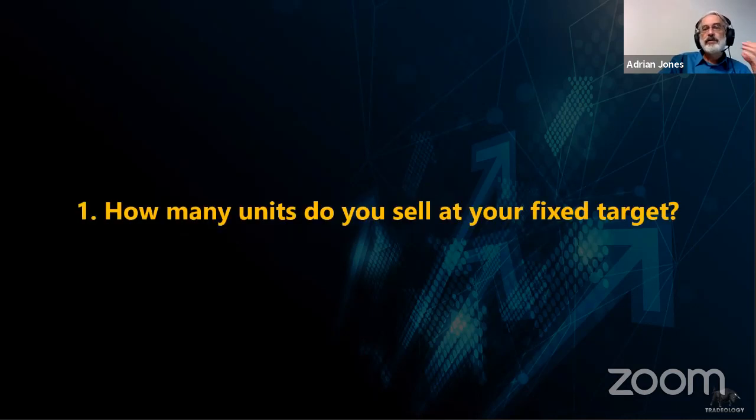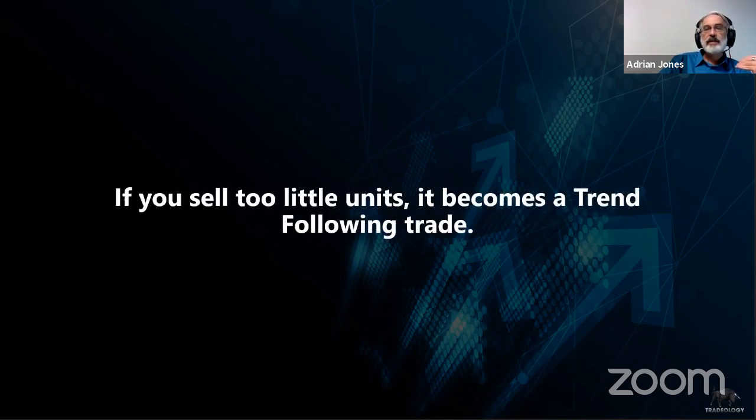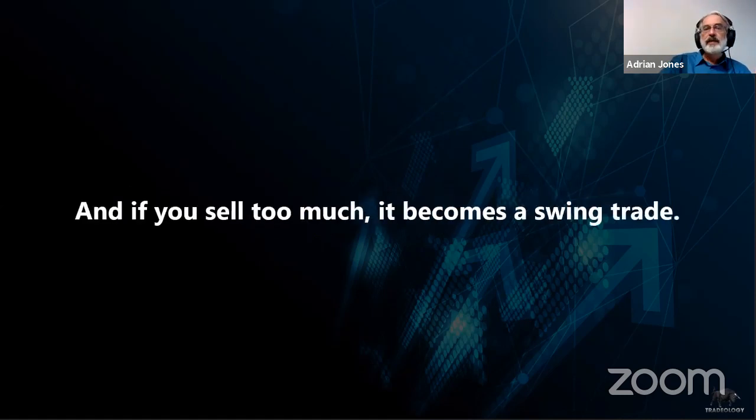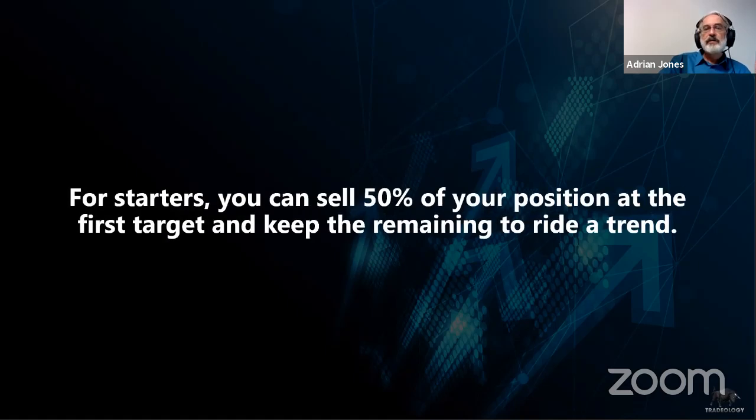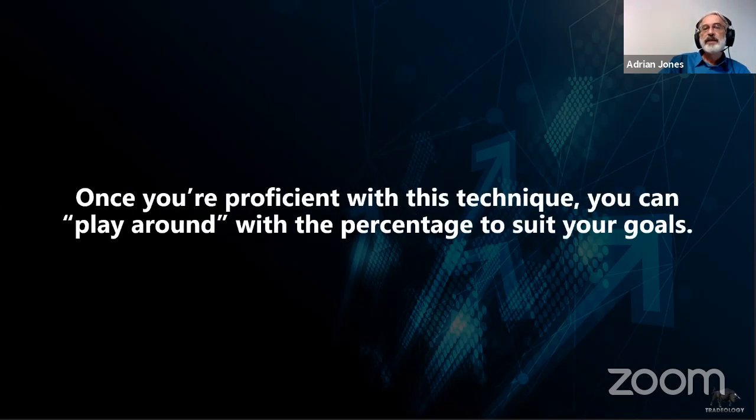How many units do you sell at that target? Here's the thing. If you sell too few units or pips, in other words, if you're aiming for too few pips, it becomes a trend following trade. And if you sell too many, it becomes a swing trade. For starters, you can sell 50% of your position at the first target and keep the remaining to ride the trend, as I mentioned earlier. So once you're proficient at this technique, you can play around with the percentage to suit your goals.